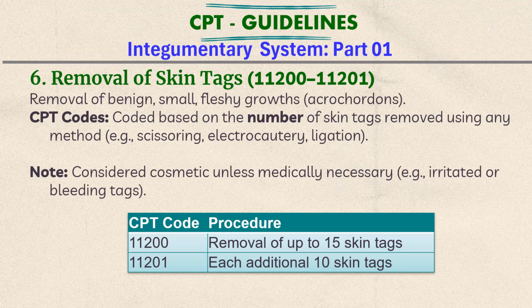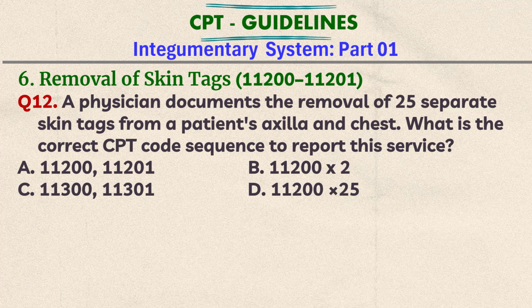Next topic is removal of skin tags, which means removal of benign small fleshy growths. The codes are based on the number of skin tags removed using any method, for example scissoring, electrocautery or ligation. They are considered cosmetic unless medically necessary. There are two codes: 11200 is for removal of up to 15 skin tags, and 11201 for each additional 10 skin tags. Let's see an example. A physician documents the removal of 25 separate skin tags from a patient's axilla and chest.